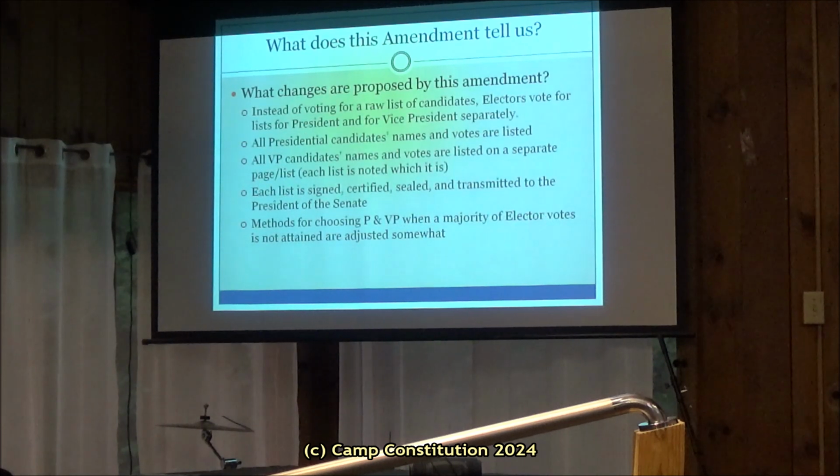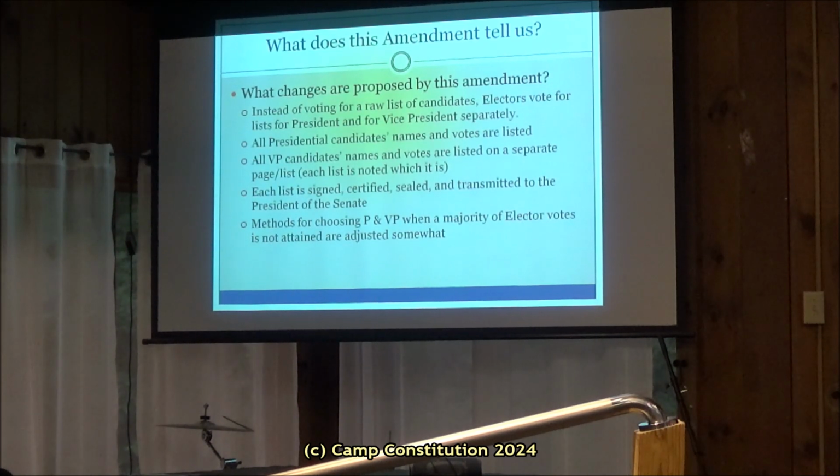What changes got proposed then? So instead of voting for a raw list of candidates, the electors voted once for president and another time for vice president. Those lists were kept separate, and each list was sent separately. So here we've got the list of the names and votes for president, and here for vice president.